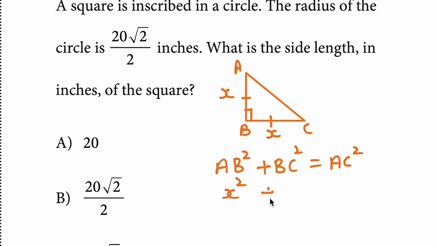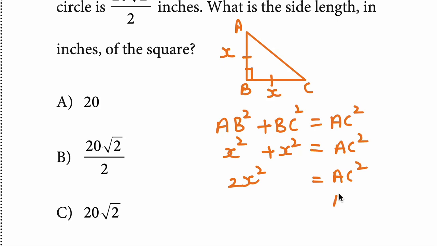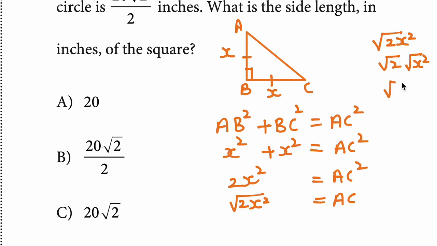Both are x. So x square plus x square is equal to AC squared. 2x squared is equal to AC square. Square root of both sides. AC is equal to root 2 x squared. Now I'll take the rule of exponents. I can just apply them on both, right? So that is root 2x. AC is equal to root 2x.